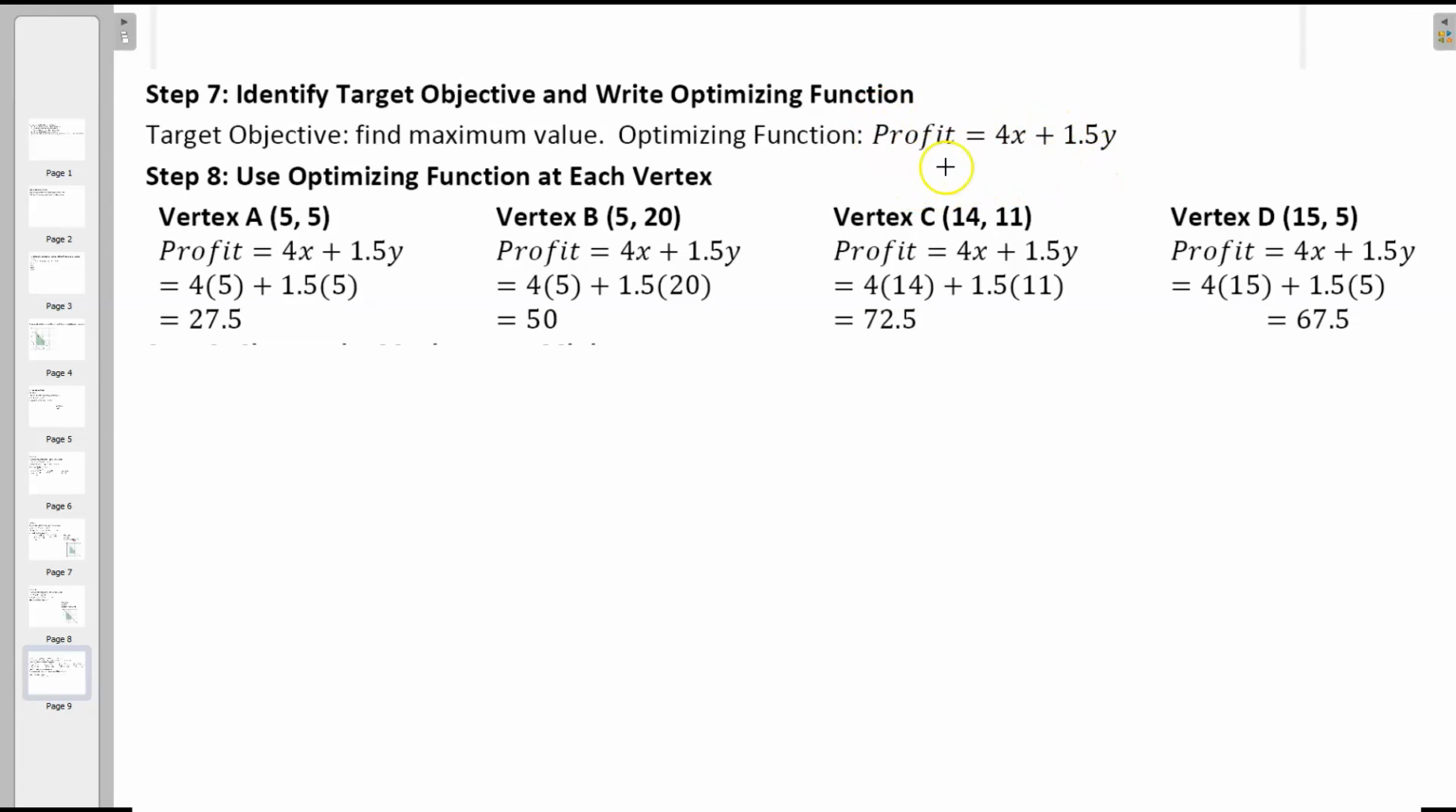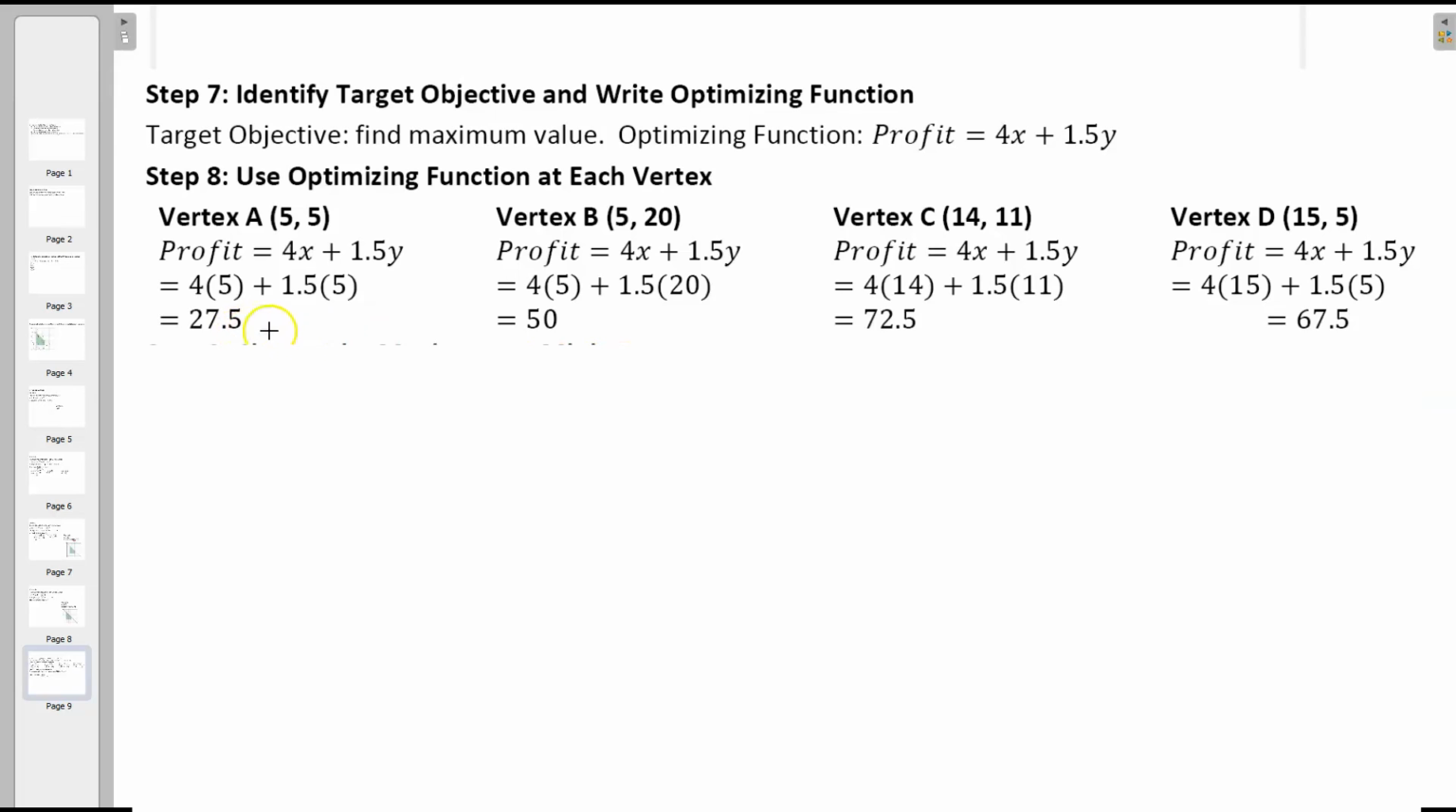Now we take that optimizing function and we take the vertices that we found in the previous step. We take the coordinates of each vertex and plug that into the optimizing function. So into the profit equation, we got 4x plus 1.5y. We substitute in the x, put the 5 in for the y, and we calculate it, we get 27.5. We do the same for the other two vertices, and we come up with the total values for each one.